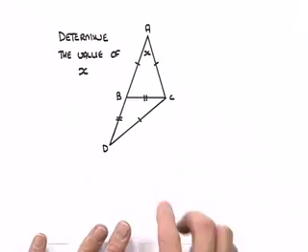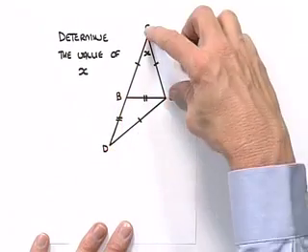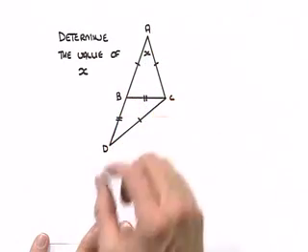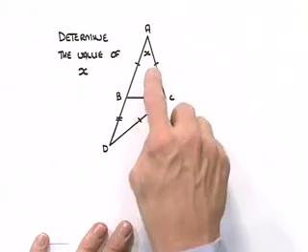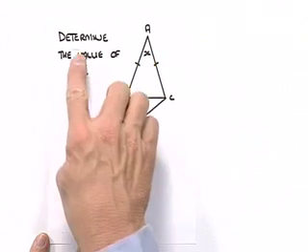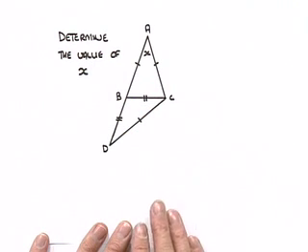Here we have a diagram with a large number of equal sides. DC is equal to AC is equal to AB, and BC is equal to BD. We know that the angle A is equal to X. Our job is to determine the value of X. Now, as we look at it at the moment, that seems impossible.